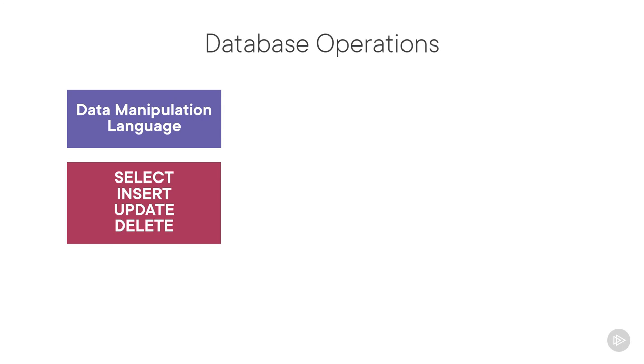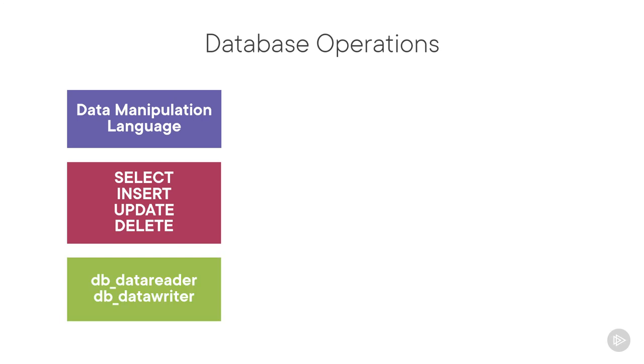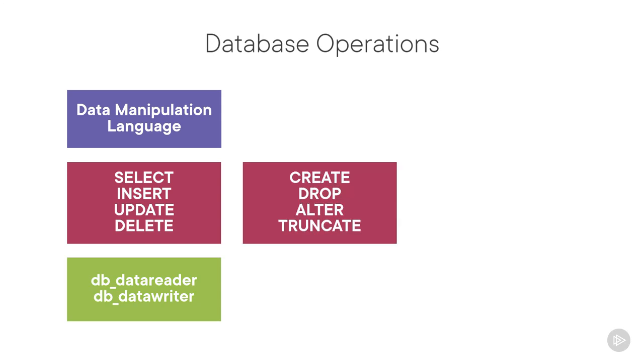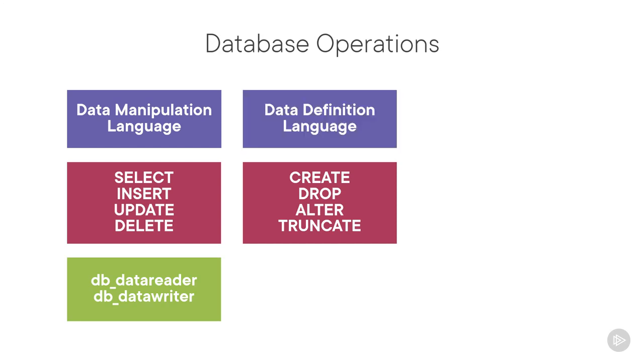In Microsoft SQL Server, the privilege to execute DML is assigned to members of the DB Data Reader and DB Data Writer roles. An application needs these privileges to do its job. An application does not need to execute create, drop, alter, or truncate statements. These are collectively known as Data Definition Language, or DDL. SQL Server assigns DDL privileges to the DB DDL admin role. If an application operates in this role, it is not following the principle of least privilege.